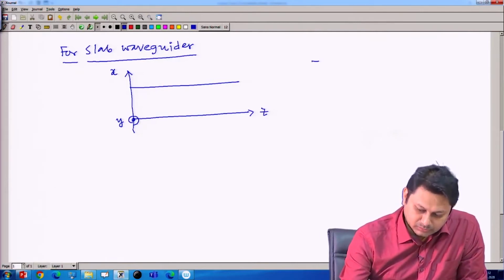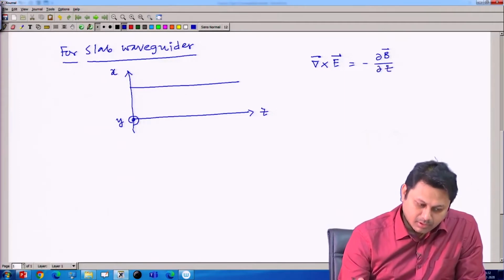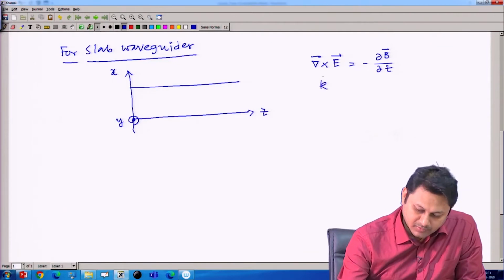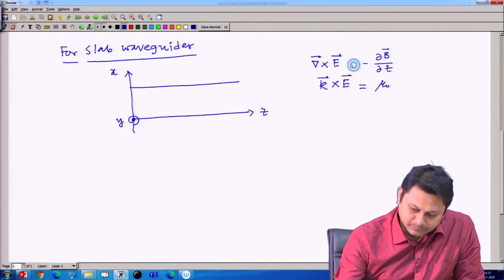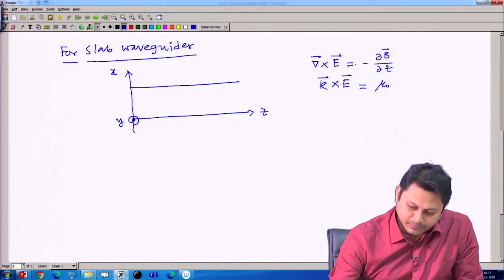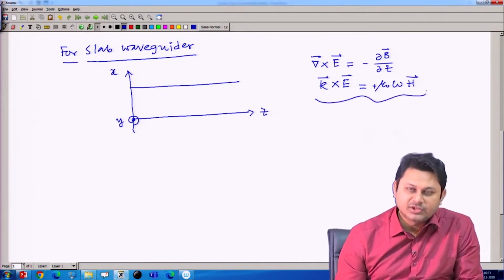Now, we know curl cross E is minus del B del T, and from that we also know that this equation in terms of k can be represented as k cross E equals plus mu 0 omega H. So, this basically gives the relative direction between the k, E, H, etc.